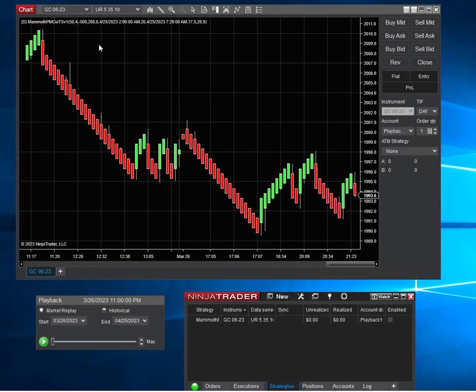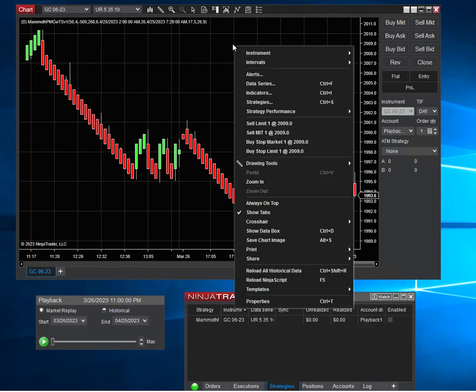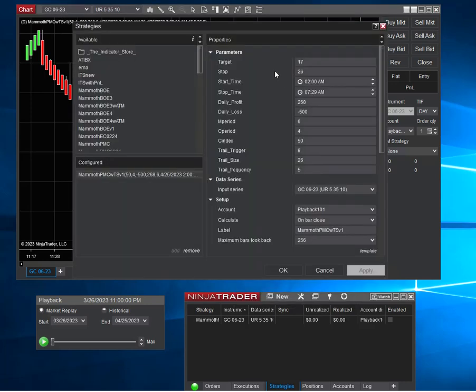First, this is the chart that I loaded for gold, which is the June 23rd, the current contract, and the strategy that I loaded right here is called the Mammoth PMC with GS version 1. We set target at 17, stop at 26. Trading time starts at 2 a.m. Eastern, stops at 7:29 a.m., which is before the major news releases.